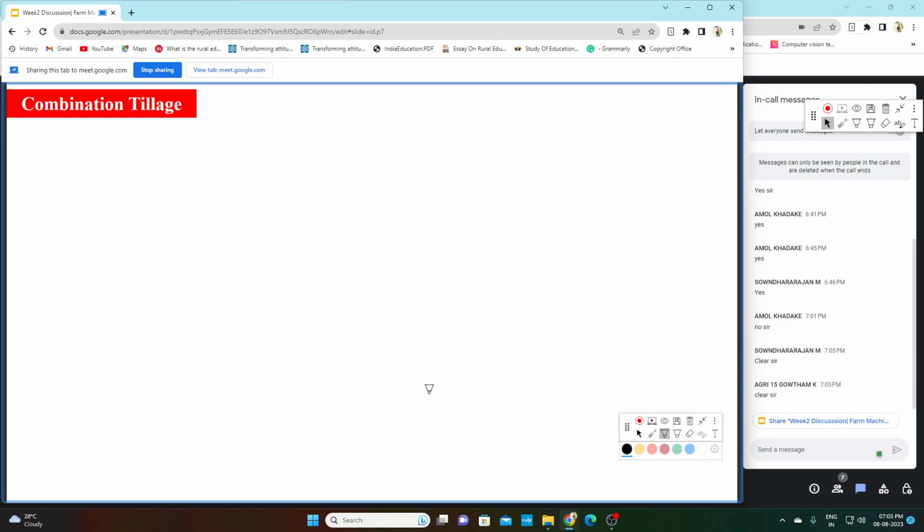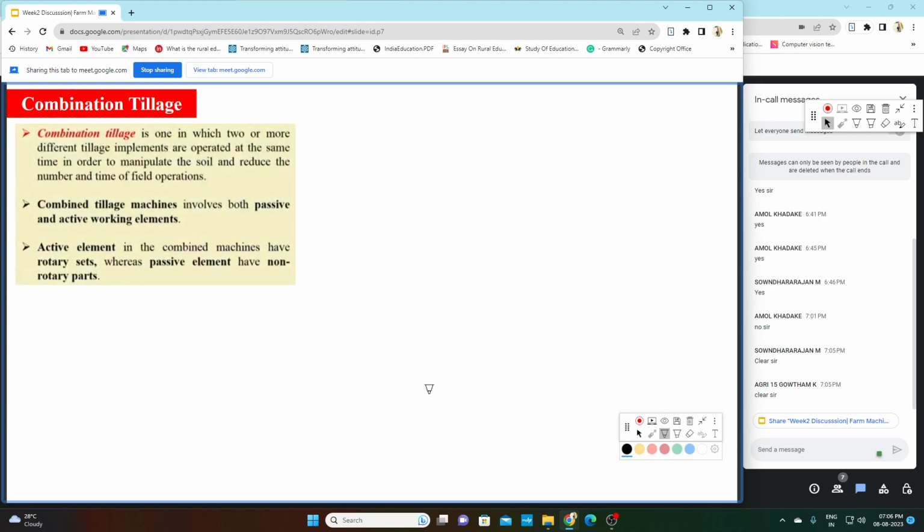So why does combination tillage come into account? Because we have seen that currently we are using tractors of heavy power, but the power required to pull or work the implement is less, so there is a wastage of power. The tractor has more power but the implement is using less power. Because of this wastage of power, combination tillage comes into account.